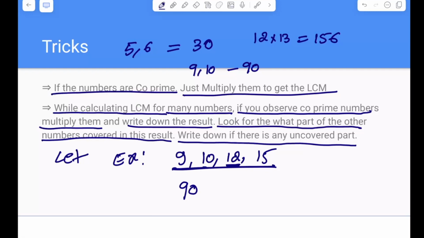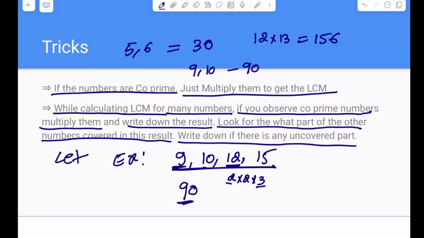In this, what portion of 12 is covered here? 12 can be written as 2 into 3. 3 is covered in this 9, and 2 is covered in this 10. So the leftover part is 2. So we'll write 2 here. In this 15, both 3 and 5 are covered in 9 and 10. So 90 into 2 will be the LCM.